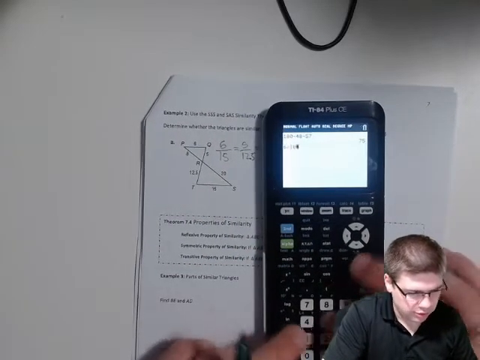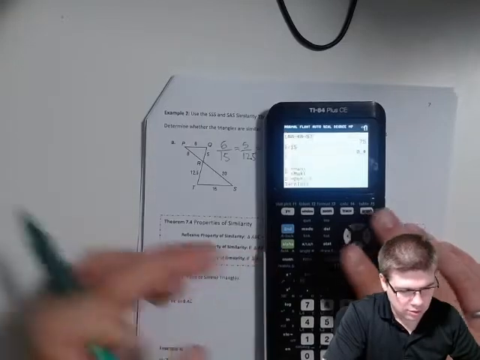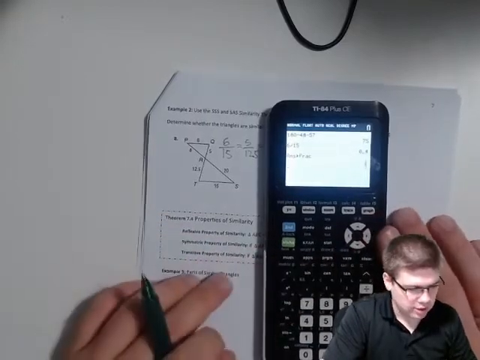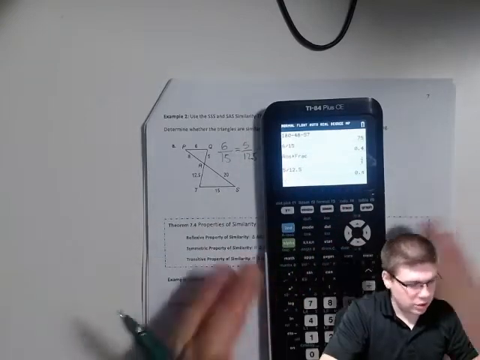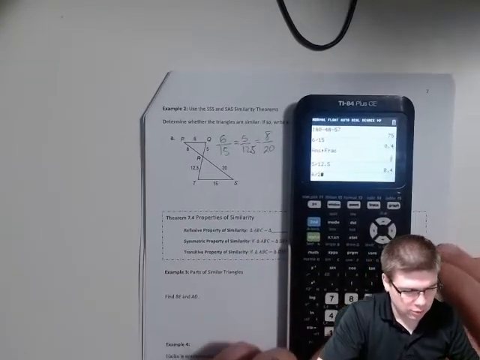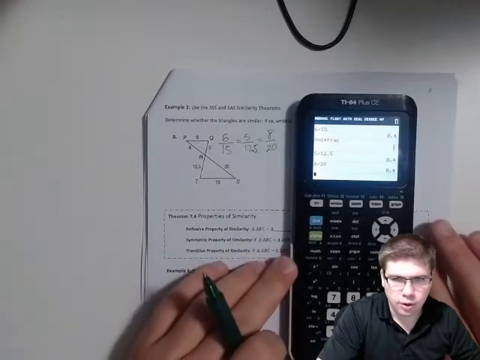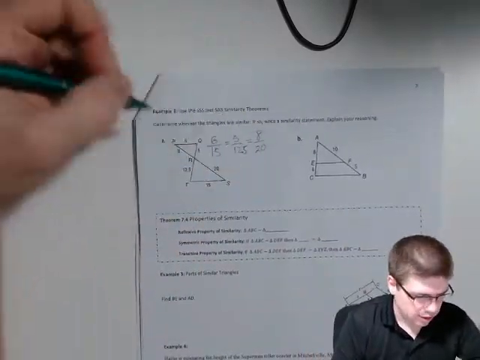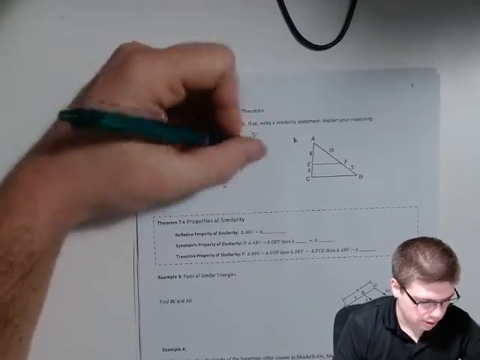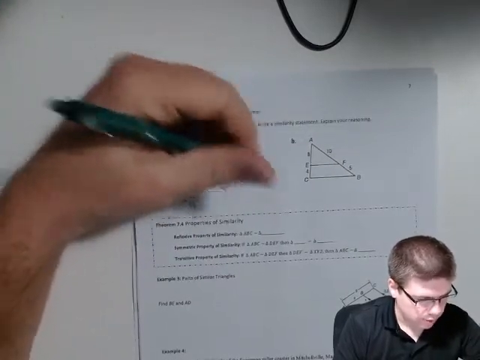6 over 15 is that, which you could turn into a fraction, 2 fifths. We could do 5 over 12.5 and get 0.4. We could just leave it as 0.4. We know it's the same, and 8 over 20 gets 0.4 all 3 times. And that shows that those are all proportional. So then they are similar, and the triangles that are similar, we could write it a few different ways.